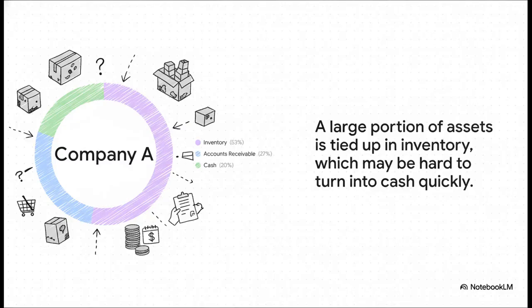So here's our new Company A. You see that? That huge slice of the pie is inventory. Now, yeah, inventory is an asset, but it can be super hard to turn into cash quickly. I mean, what if nobody wants to buy it? What if it's a bunch of last year's models? It could be totally overstocked, or worse, obsolete.